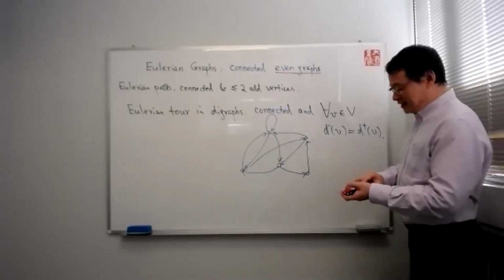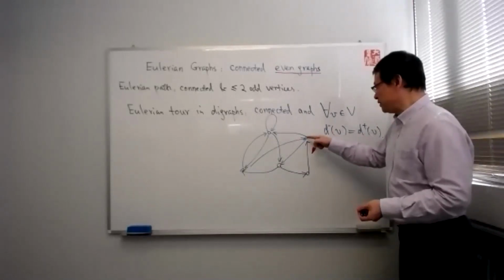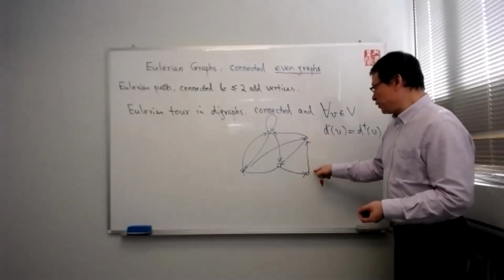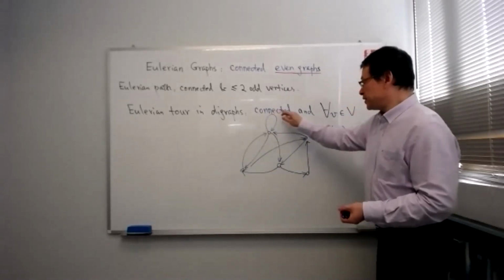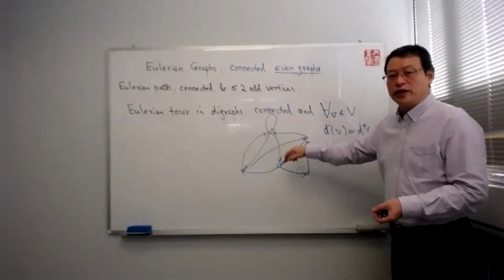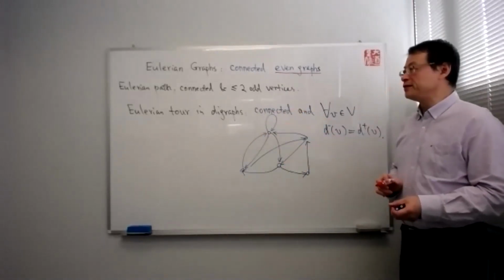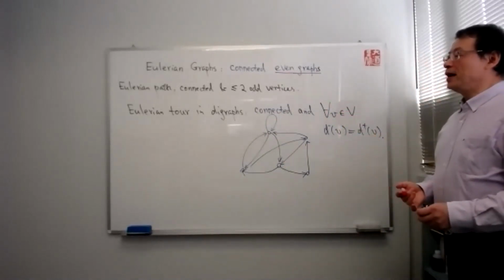So for this graph, it's easy to see that this one has in-degree 1, out-degree 1, then 2 in, 2 out, 2 in, 2 out. This one 3 in, 3 out. So for this graph, I will get the Eulerian tour. Actually, when I drew this graph, I followed an Eulerian tour. Okay? So these are the basic theory behind Eulerian graphs.